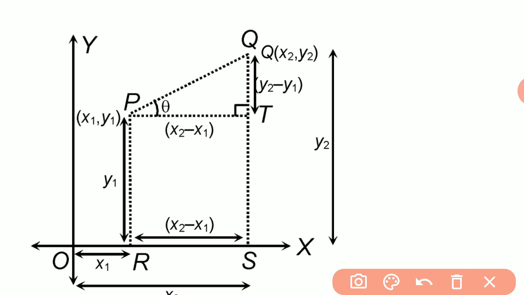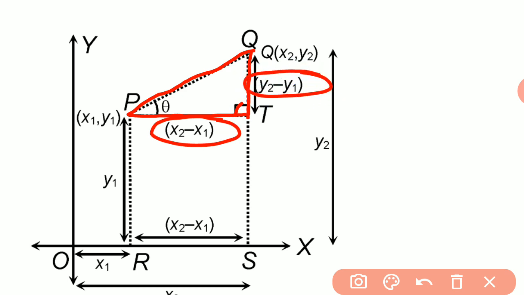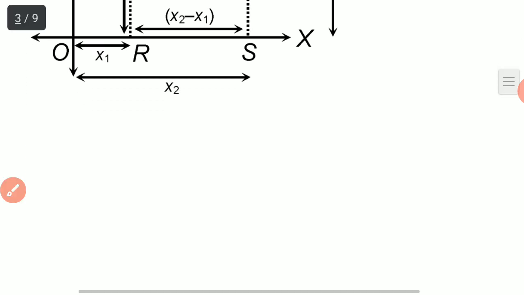So we will use the Pythagoras theorem in this right angle triangle. PQ square equals x2 minus x1 whole square plus y2 minus y1 whole square. Now let's see the next diagram.